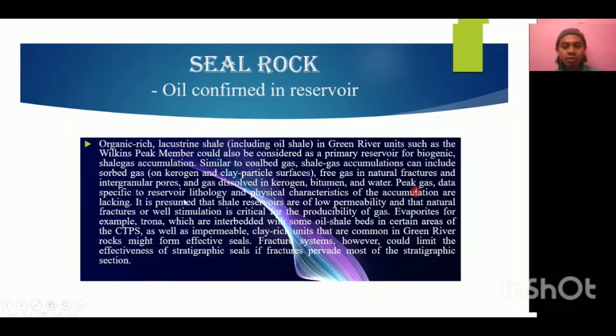Figures that are specific to reservoir lithology and physical characteristics of the accumulation are lacking. It is presumed that shale reservoirs are of low permeability, and natural fracture or well stimulation is critical for the productivity of gas. Evaporites, for example trona, which are interbedded with some oil shale beds in certain areas of the TPS, as well as impermeable clay-rich units that are common in Green River rocks, might provide effective seals. Fracture systems, however, could limit the effectiveness of stratigraphic seals.